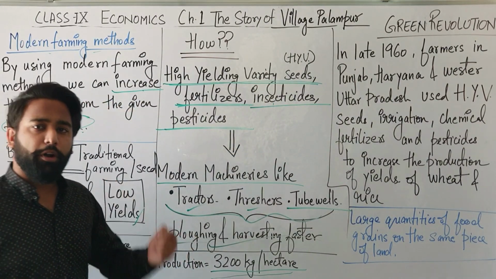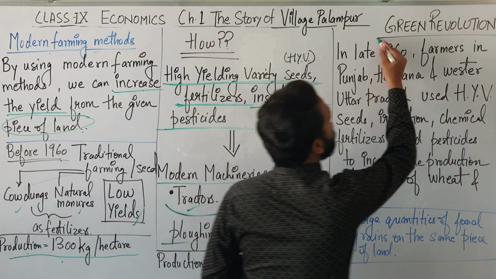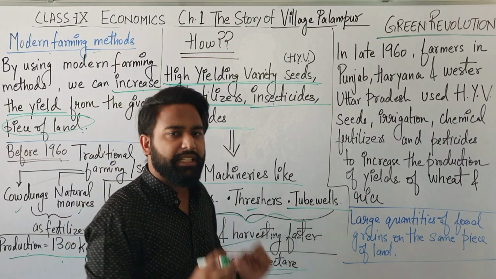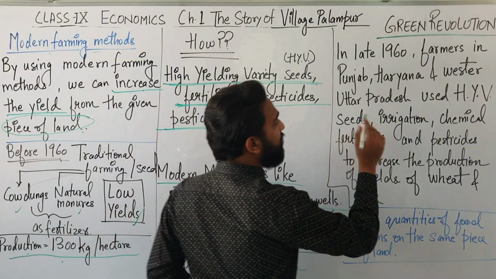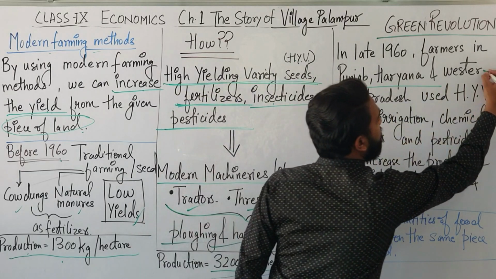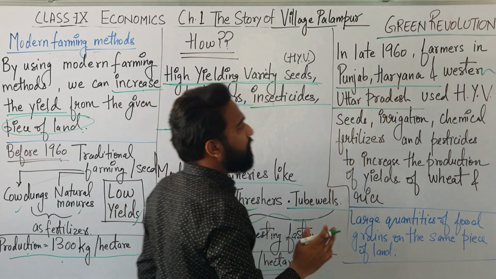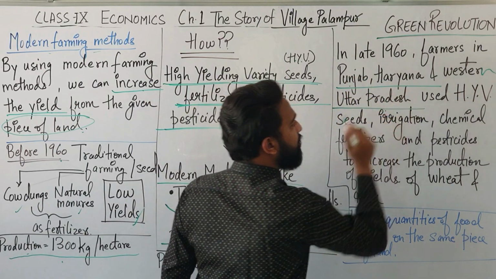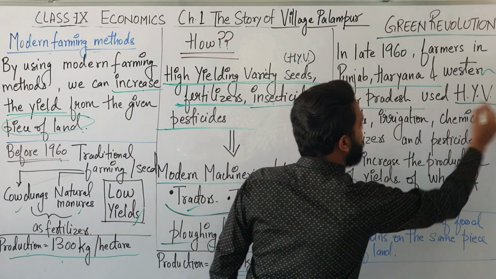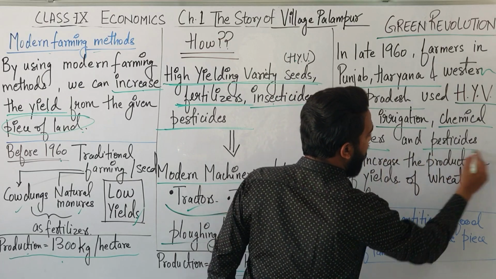Now, there is one important topic in your CBSE NCERT class 9, the Green Revolution. What happened in the Green Revolution? In the late 1960s, the farmers in Punjab, Haryana and Western Uttar Pradesh, keep those states in mind, used HYV seeds, irrigation facilities, chemical fertilizers and pesticides.